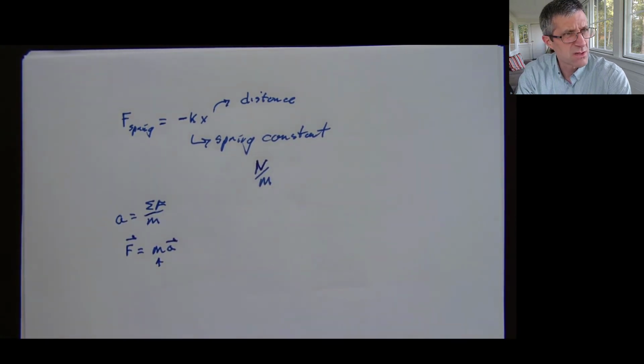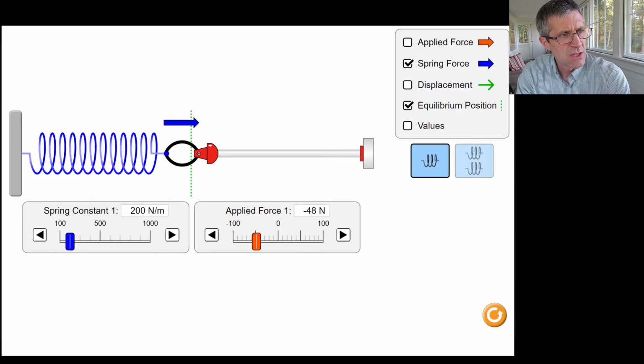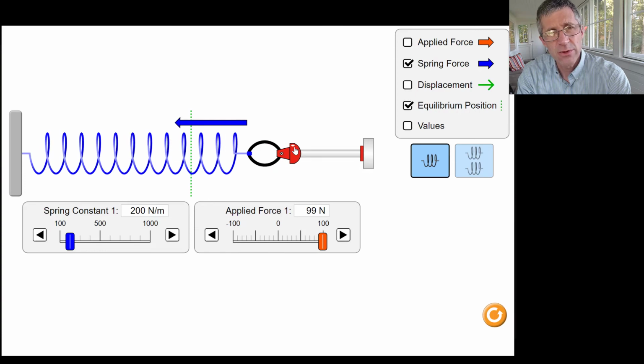So, think about this. Back in the simulation here, my force is back towards the equilibrium point, and acceleration must also be back towards that same point. As I go on the other side, my force again is headed back towards the equilibrium point. My acceleration must also be back towards the equilibrium point.